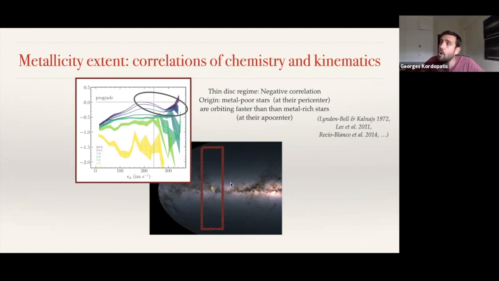And you have more metal-rich stars that belong to the inner disk, but because of their eccentricity are entering your volume at their apocenter, so they are going slower than the local standard of rest. And this is what you see here. So this is quite a known phenomenon.